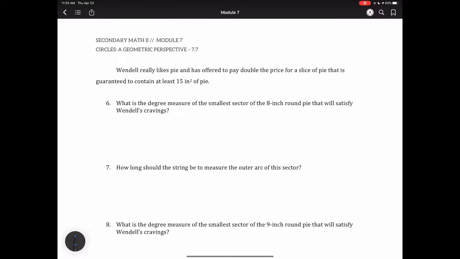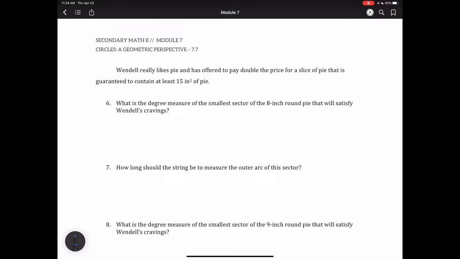Wendell really likes pie and has offered to pay double the price for a slice of pie that is guaranteed to contain at least 15 inches squared of pie, which to me, that's just kind of interesting. I would sooner just buy 2 slices of pie and you get almost 18 inches squared. But, oh well, Wendell just wants double, or just wants 15 inches squared. He doesn't want a full double slice. So we need to figure out, okay, what's the degree measure of the smallest sector of the 8-inch round pie that will satisfy Wendell's cravings?